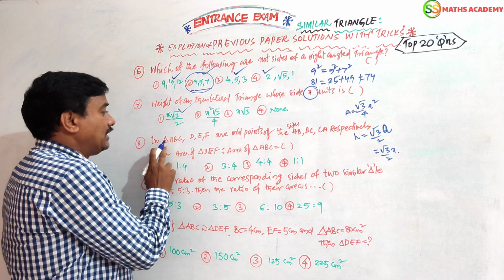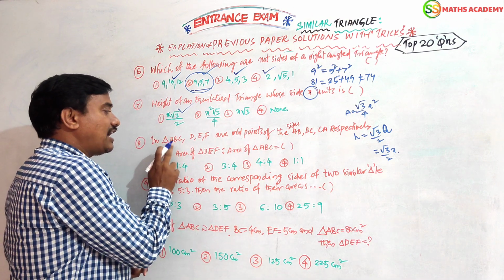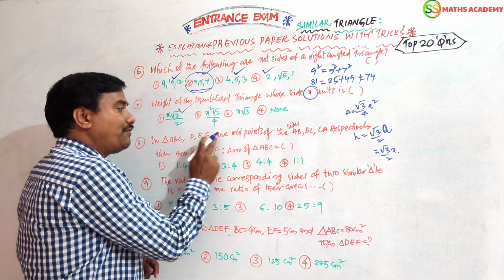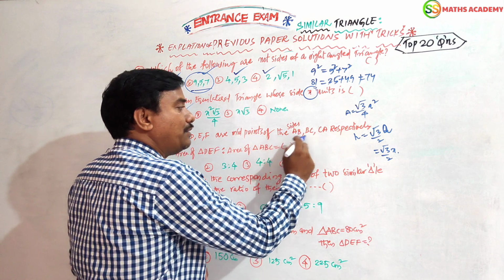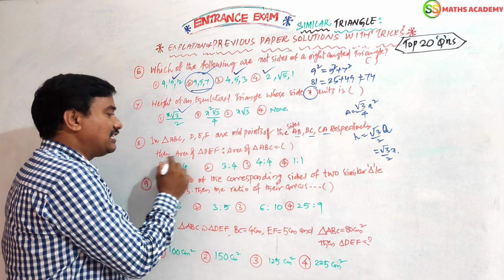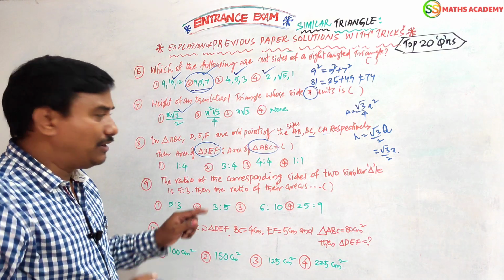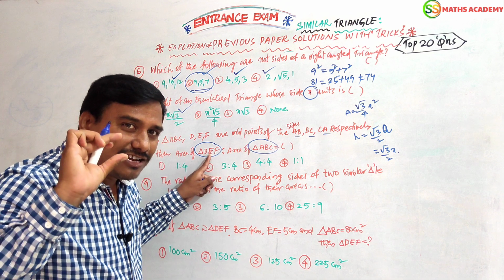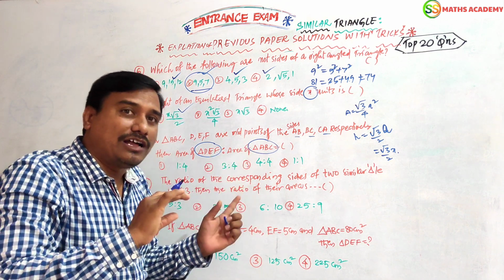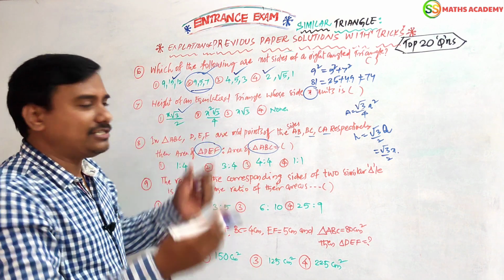Right. Now it is also a standard question. In triangle ABC, D, E, F are the midpoints of the sides AB, BC, CA respectively. Then the area of triangle DEF and the area of triangle ABC. DEF is the small one, ABC is the big one. Small to big ratio is 1:4. That's it. See?